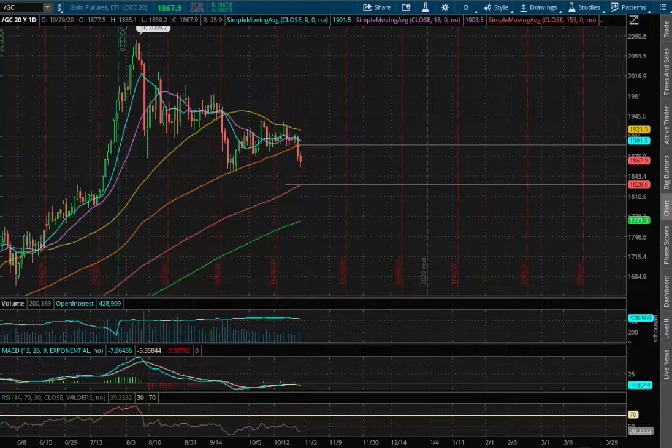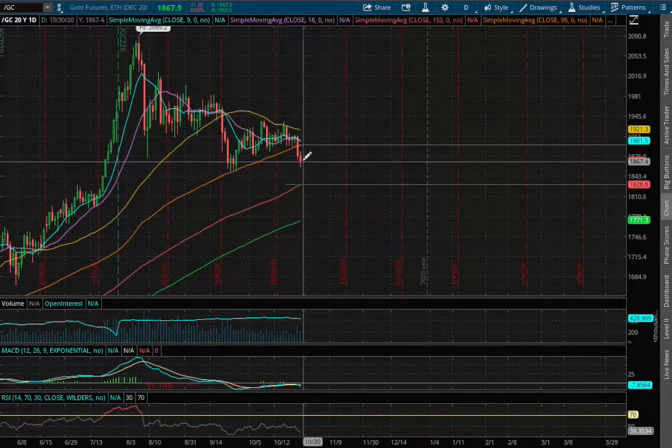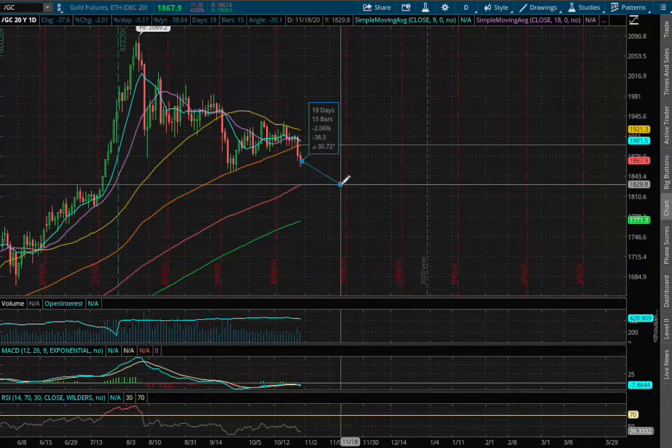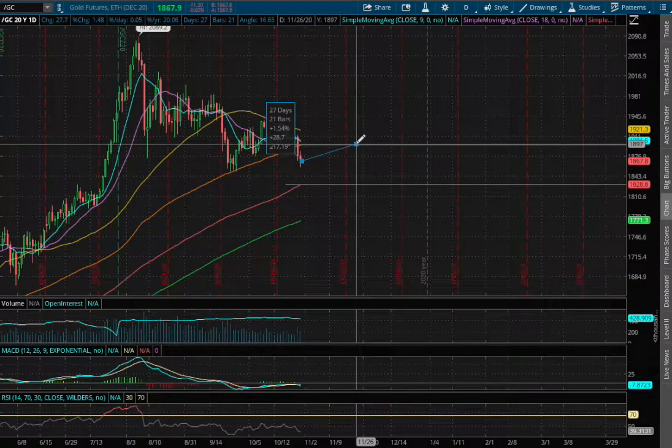$1,828. If we do manage to fall further to touch support, that price movement to the downside is roughly around 2.1%, and to reverse higher to touch resistance, that is around 1.5%.